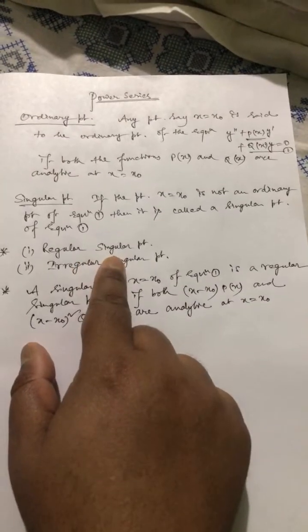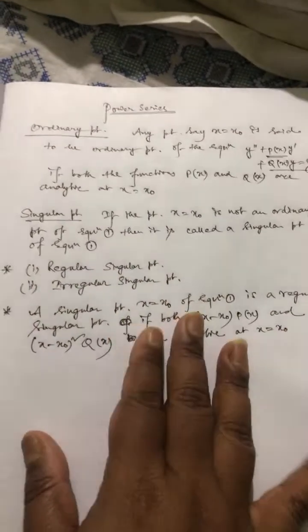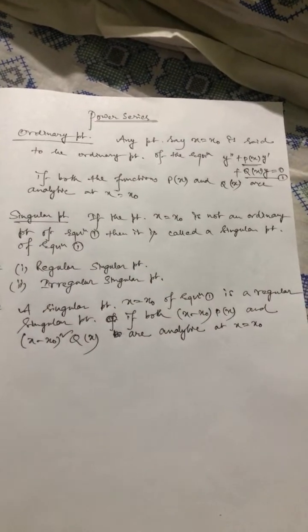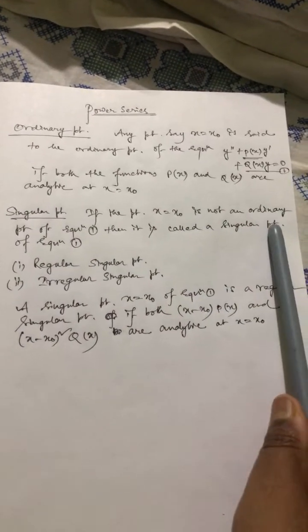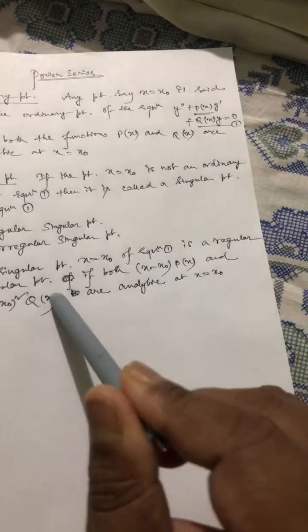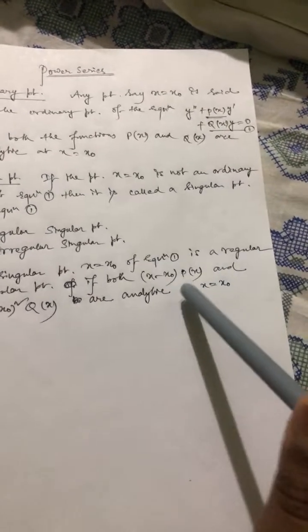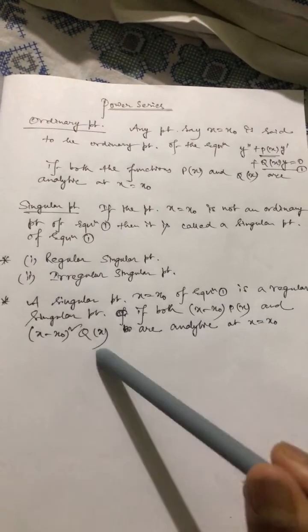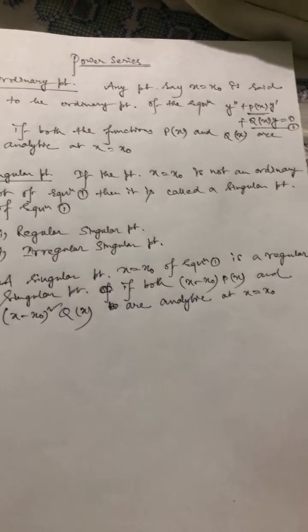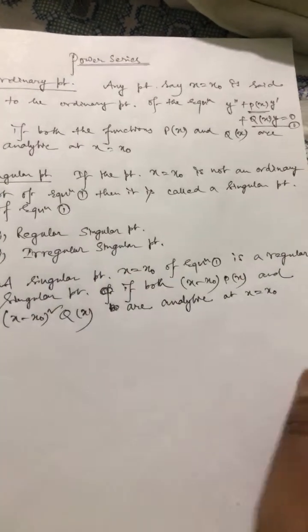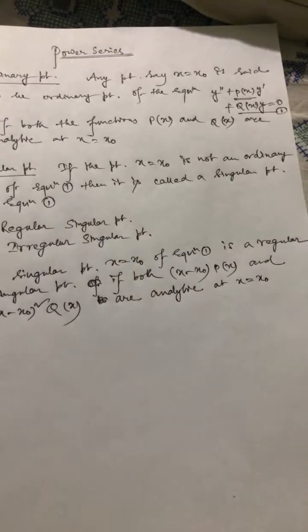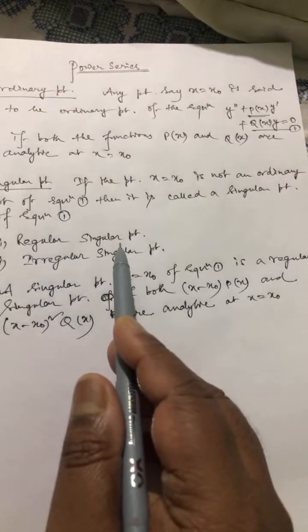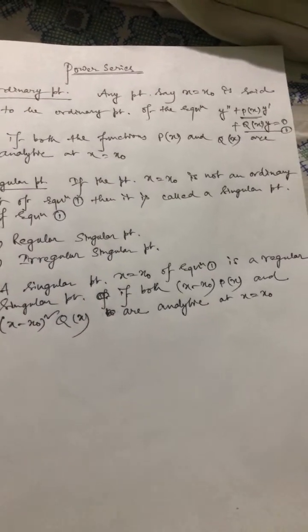I repeat, when we can say the point is a regular singular point, as usual, first of all it has to be a singular point. That means it is not an ordinary point. Then you can say it will be a regular singular point if you can justify both x minus x naught into p x and x minus x naught square into q x are analytic at the point x equals to x naught. And obviously you can understand from the definition, if any singular point is not regular, then you can consider it as an irregular singular point.